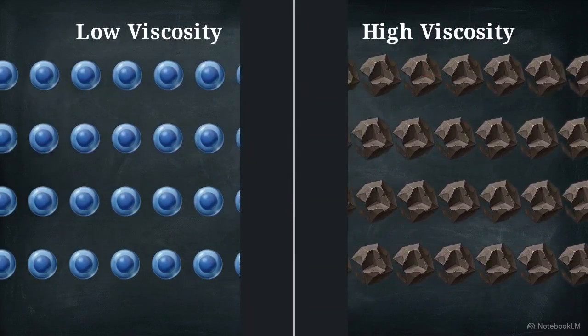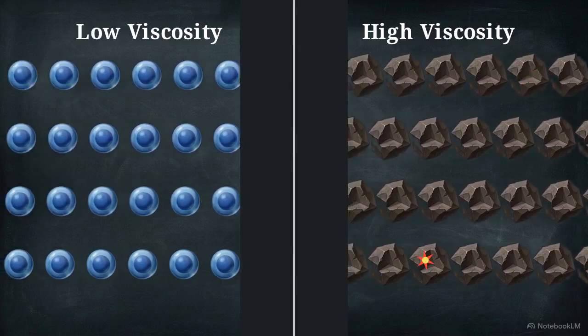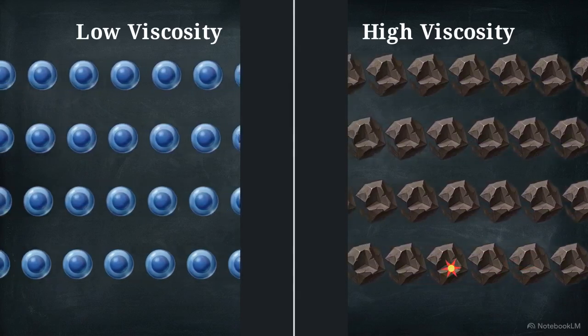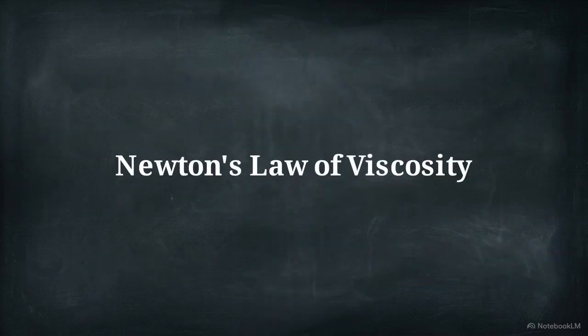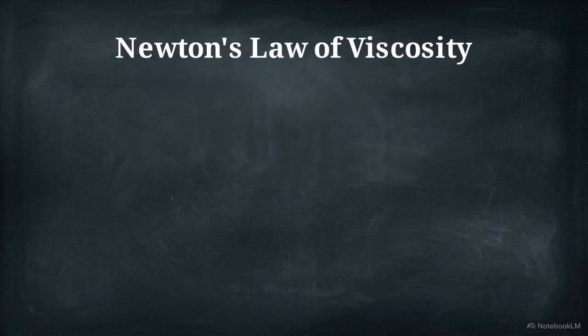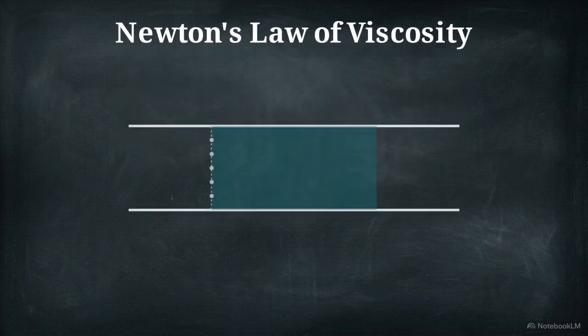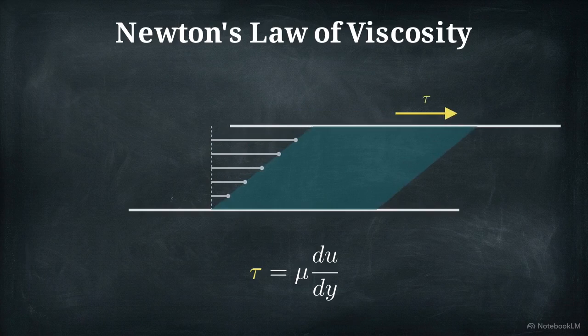Water molecules slide past each other with ease, while the molecules in a thick liquid like ketchup or heavy oil snag and drag against one another. We measure internal drag using Newton's law of viscosity. Two parallel plates trap a fluid layer, governed by the formula tau equals mu times du over dy. This links shear stress, tau, to the fluid's dynamic viscosity, mu, and the velocity gradient, du over dy.